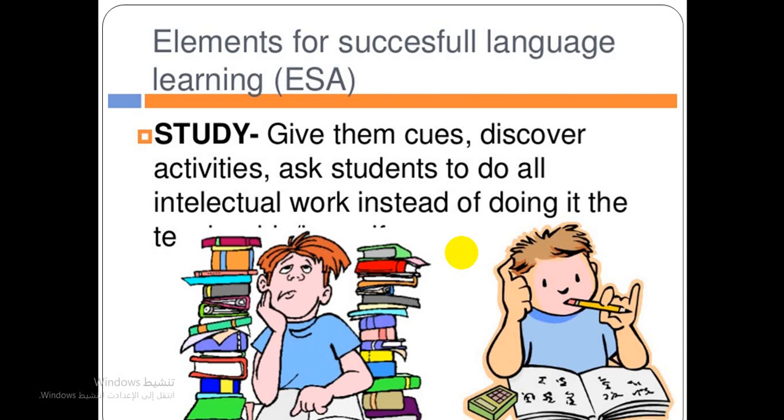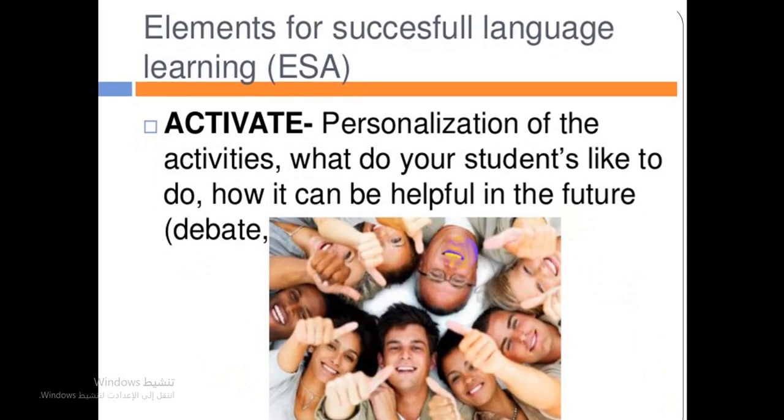For example, the study and practice of inviting patterns, the study and the practice of the way we use pronouns in written discourse. Also, the study and the practice of paragraph organization, the study of the rules for using make and do. And the third one is activate, which means personalization of the activities.